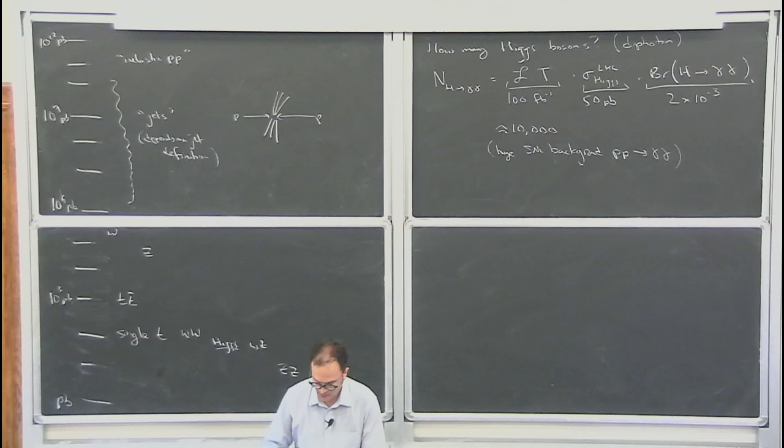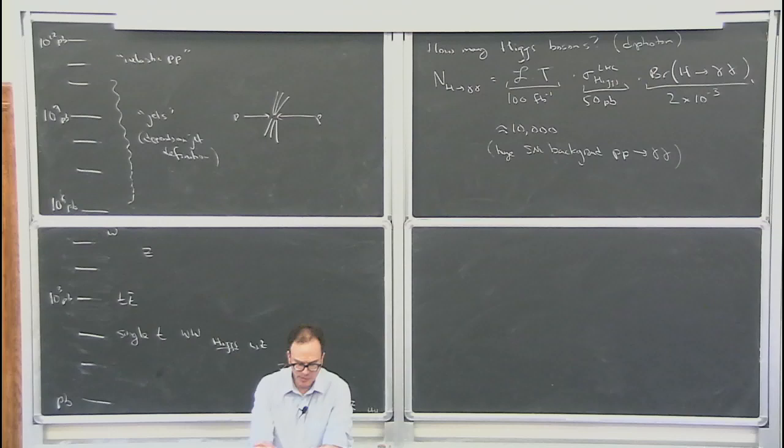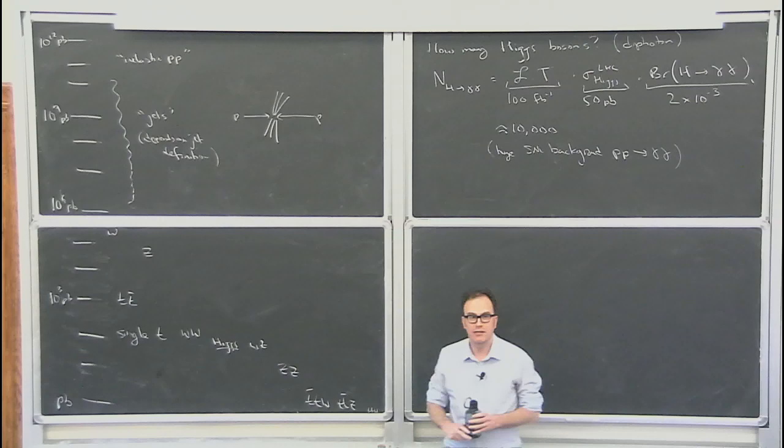Okay, so that was kind of an overview, big picture, kind of in numbers of what we're doing in collider physics. And let me pause to see if there's questions about this before I go a little bit more into the formulas that we use for doing computations in collider physics and a little bit more about QCD.